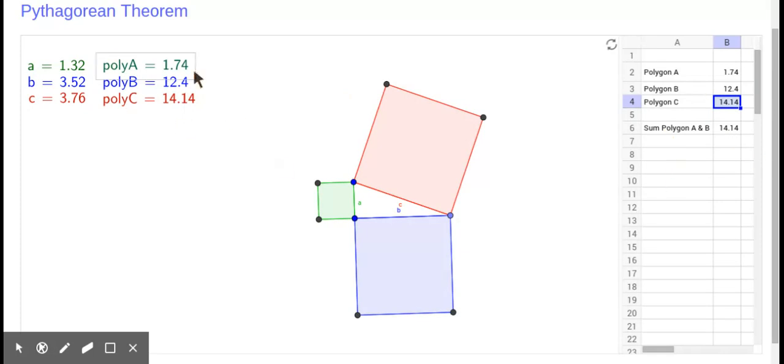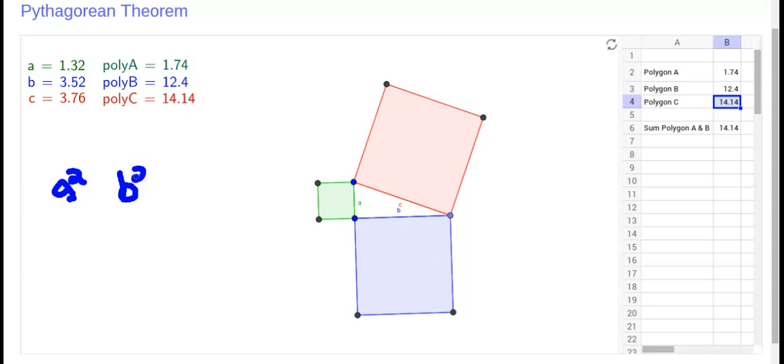And so what we did to find the area of polygon A was essentially take A times itself, or A squared. Okay, and then side length B was multiplied by itself to get B squared. And then C was multiplied by itself to get C squared.